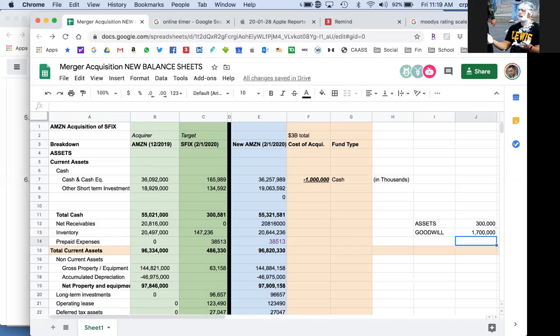does this make sense? The total acquisition of Beats was $2 billion. Let's just say that's the real number. And assets for Beats was only 300 million. That means something called goodwill, your word of the day, goodwill is $1.7 billion. Can somebody take a stab on what you think that is? What do you think goodwill is?